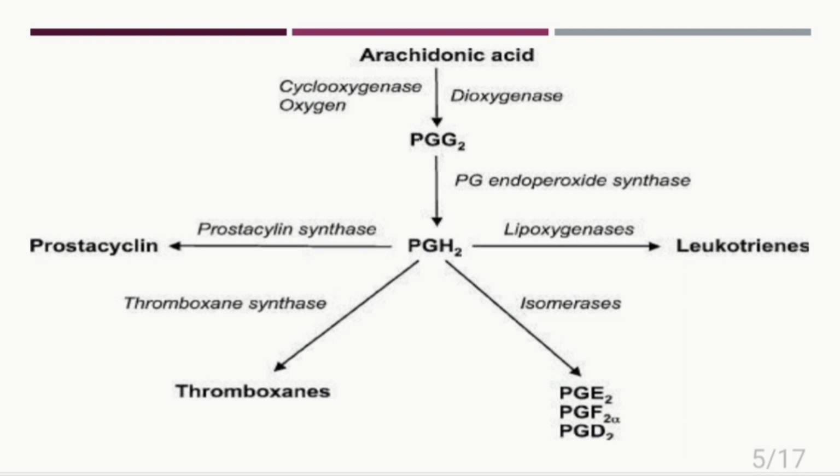With the help of prostacyclin synthetase, it produces prostacyclin. With the help of thromboxane synthetase, it produces thromboxanes. And with the help of isomerase, it produces prostaglandin E2 and prostaglandin F2 alpha. Prostaglandin E2 is the analog of dinoprostone, and prostaglandin F2 alpha is the analog of dinoprost.